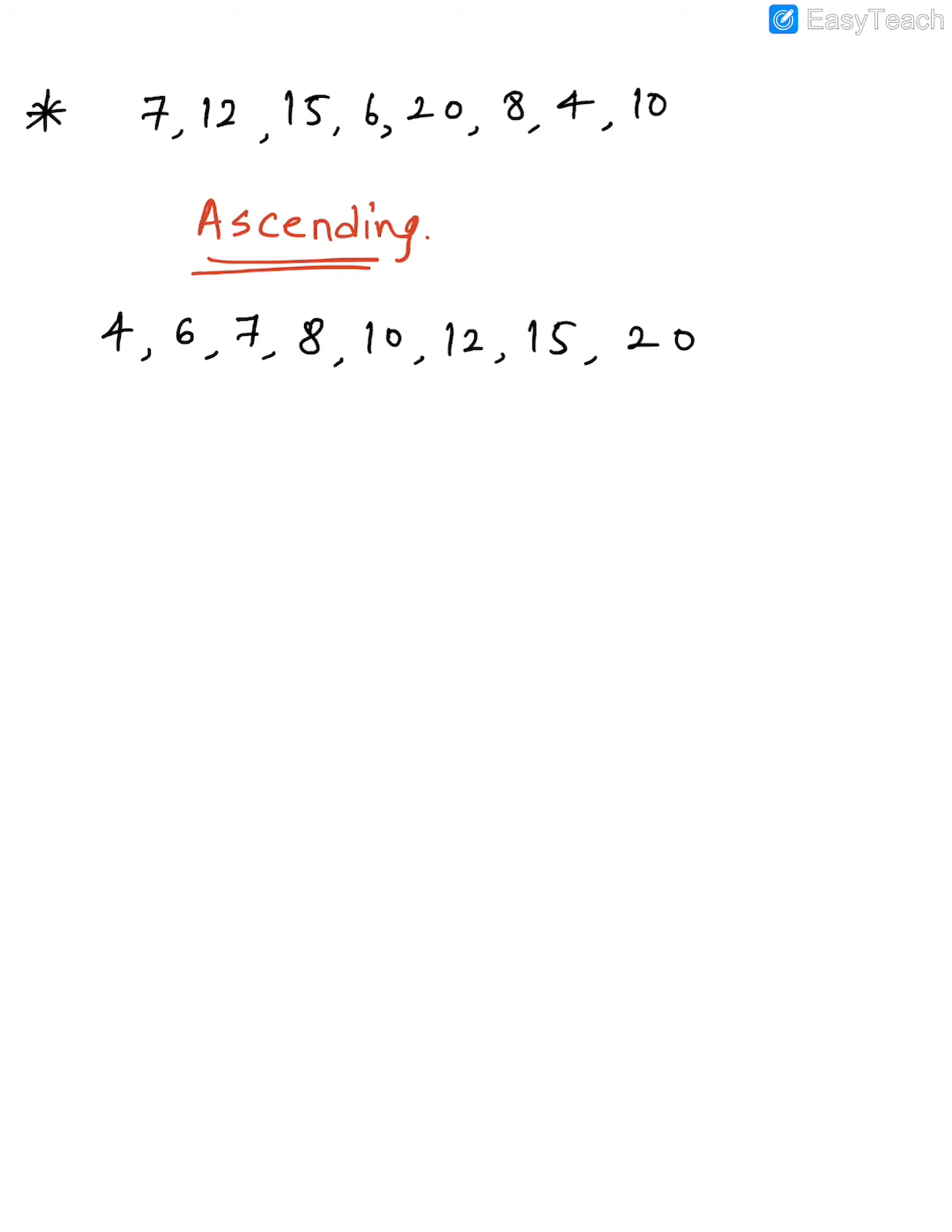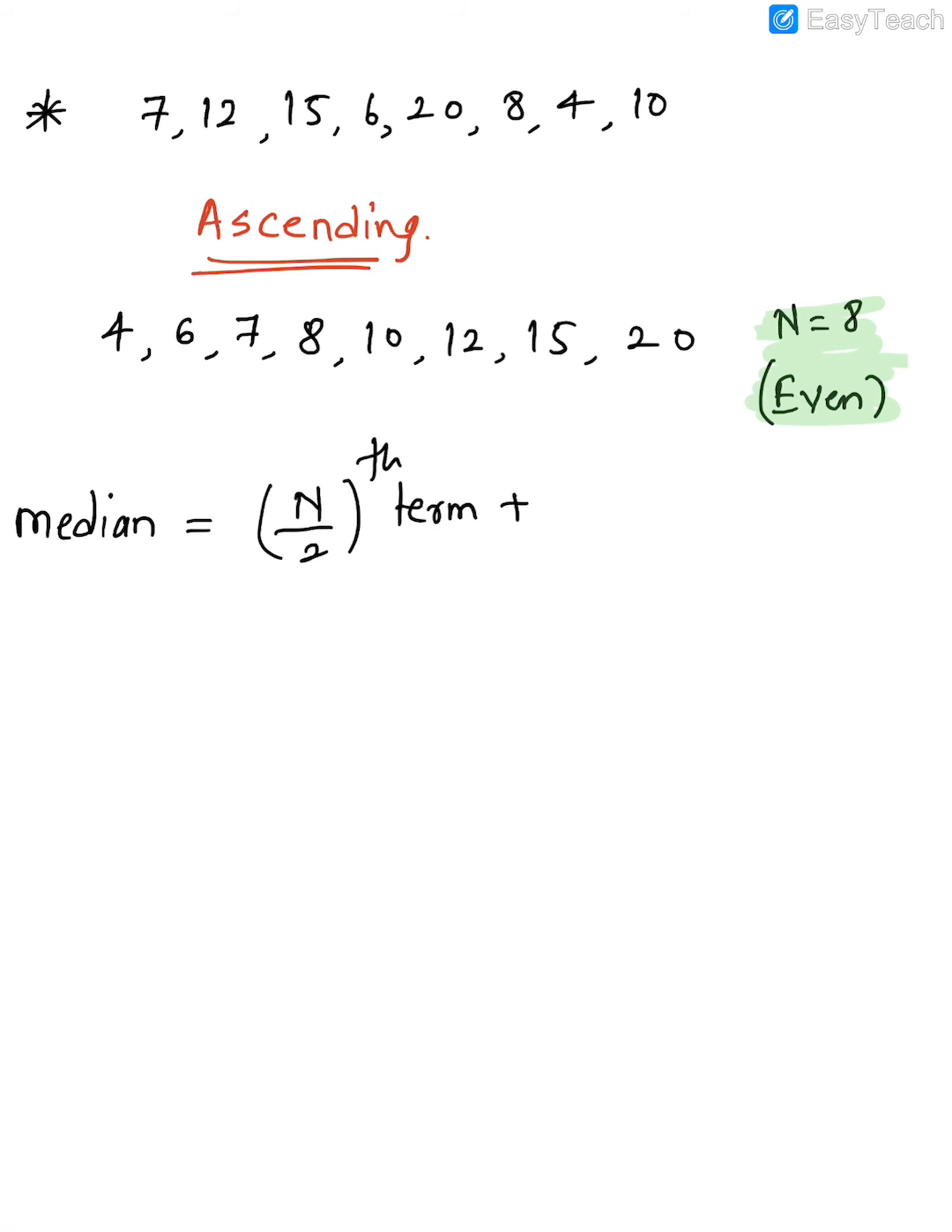Now, the number of observations is 8, which is odd or even? Even. So because it is even, we have a different formula for the median. So what formula are we going to use? Here, n is 8 and the number of observations is even. The formula for the median is the n upon 2th term plus the n upon 2 plus 1th term.